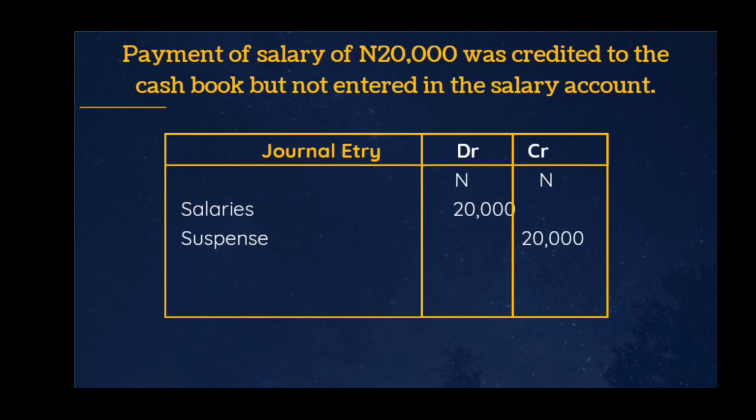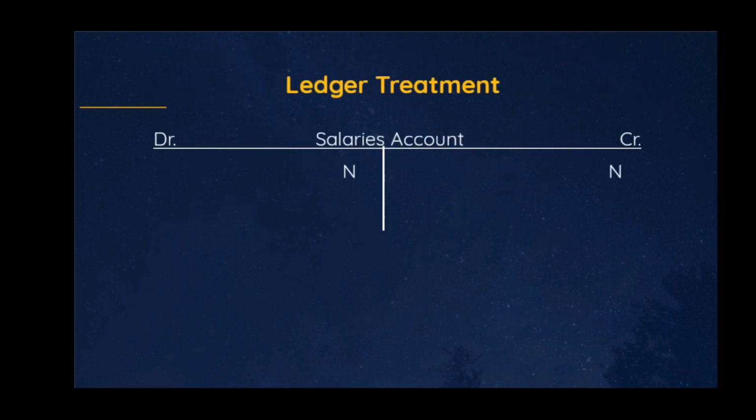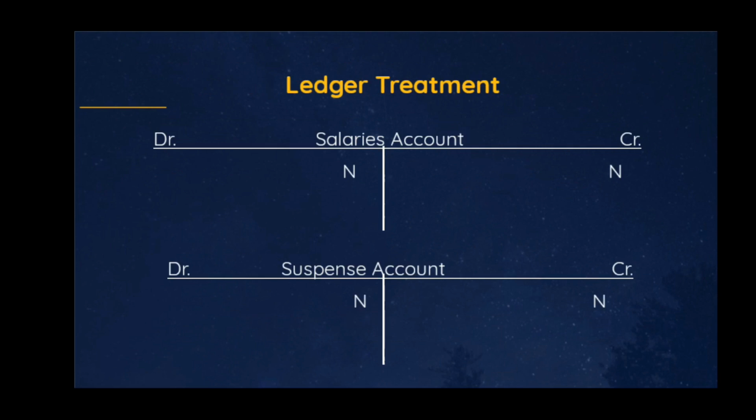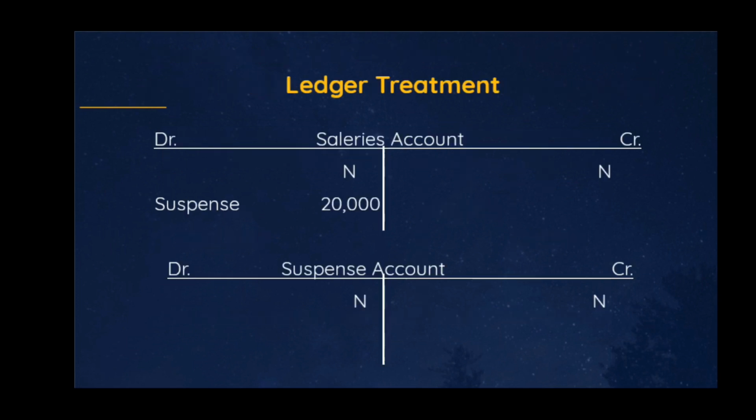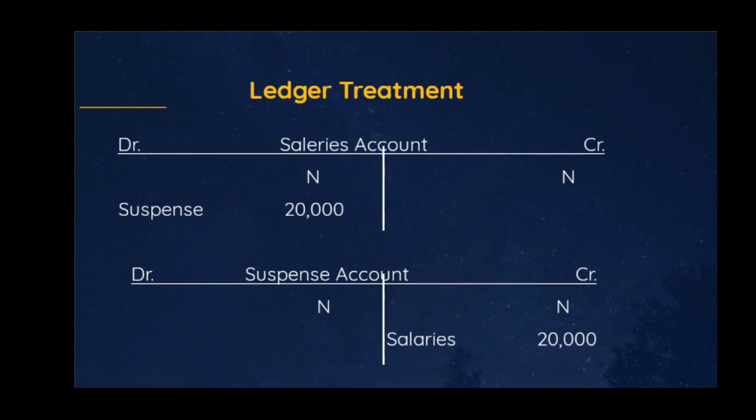So now if we want to prepare the ledger, that means we are going to have a ledger for the salaries account, then we have a ledger for the suspense account. And what is the treatment? That is, we are going to debit salary account 20,000 naira, we credit suspense account 20,000 naira. So in the salaries account, we debit 20,000 naira, while the corresponding credit entry goes to the suspense account. That is the treatment for the one-sided omission of the account.